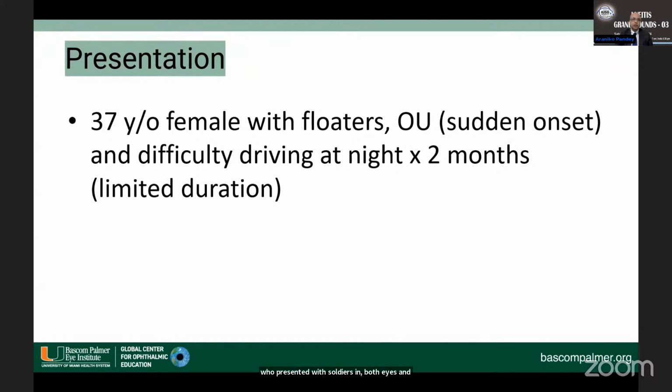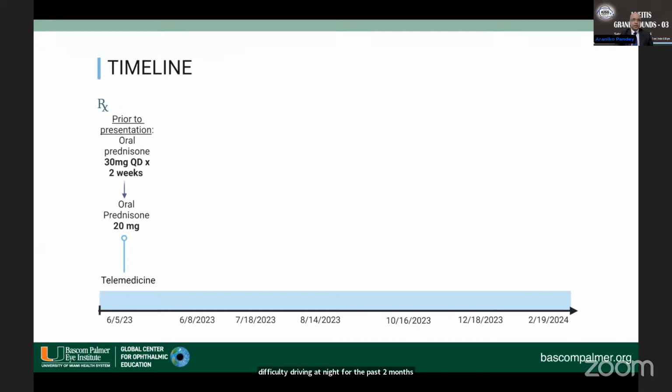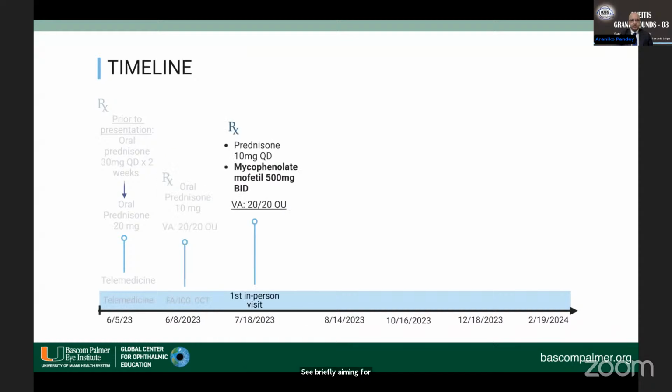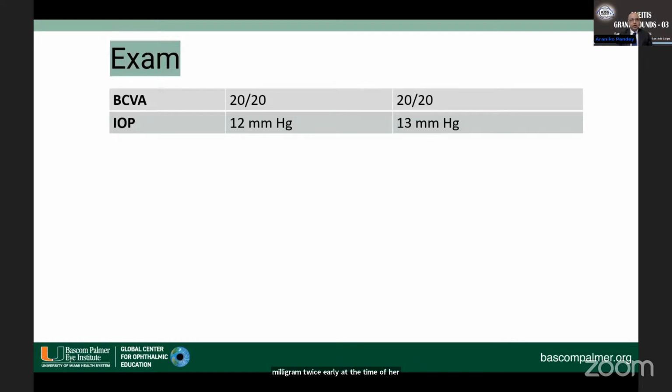So we have a 37-year-old female patient who presented with floaters in both eyes and difficulty driving at night for the past 2 months. She was a referred patient, and at the time of presentation, she was already on 30 milligrams of oral prednisone, which was tapered down to 20 milligrams. She briefly came in for an imaging test, and this was her first in-person visit. Her images were remotely evaluated, and she was already on mycophenolate mofetil 500 milligrams twice daily at the time of her visit. Her vision and pressure were normal at that time.